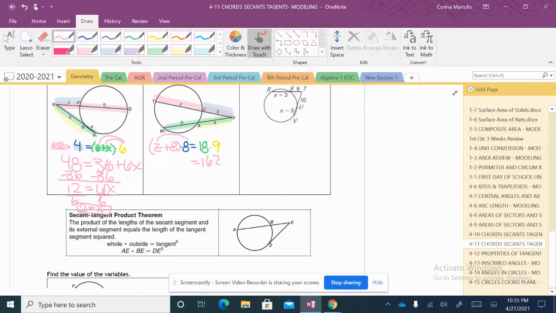On this side, I'm going to have to distribute this 8 to each one. So we have 8z plus 64. And we're going to solve for z. So first, I'm going to move over the 64. This cancels and we get 8z equals 162 minus 64, which is going to give me 98. And my last step to solve for z is to divide by 8. So when I divide that by 8, that gives me 12.25.